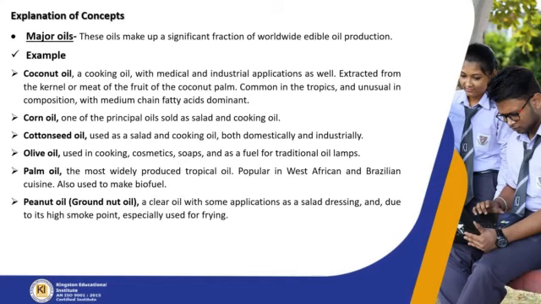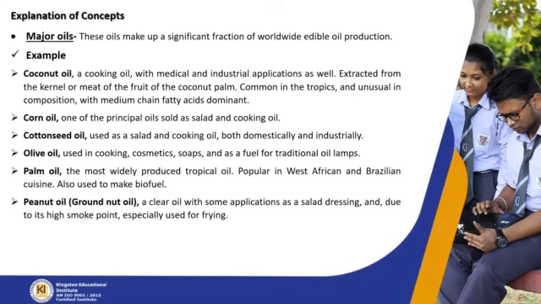Next one is corn oil. Corn oil is extracted from corn and is normally used for salads and cooking purposes. Castor seed oil is normally used for cooking and salad dressing and comes from castor seeds. Next one is olive oil. Olive oil has different varieties. Olive oil is extracted from the olive tree's fruit, olives. That is known as olive oil.